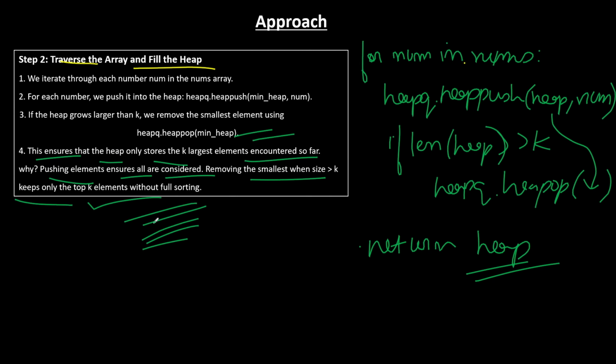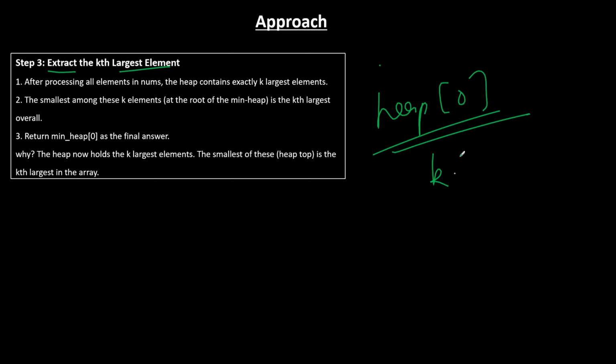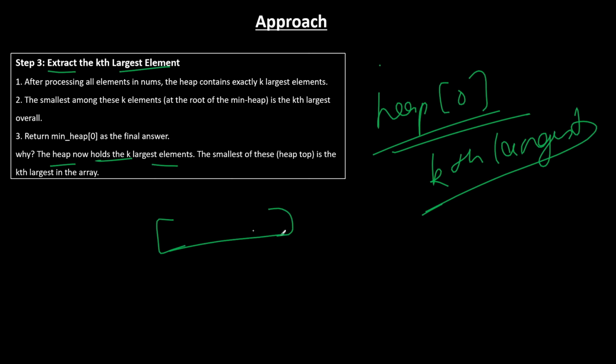Now in step three, we extract the kth largest element. This is basically the easiest thing. After doing the complete traversal, we just take heap[0], and we will get our kth largest element, because the heap now holds the k largest elements. The smallest of this list is our answer. So I hope you understood the approach explanation. This part is easy and straightforward. Now let's move to the next slide.